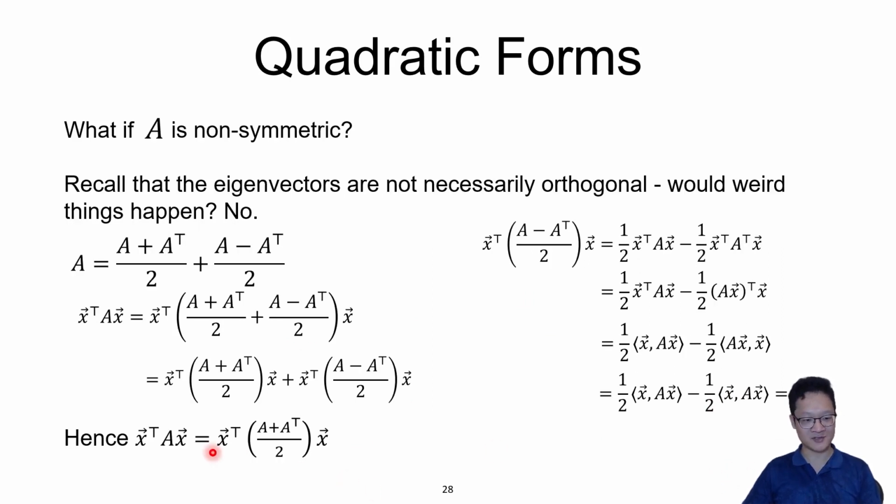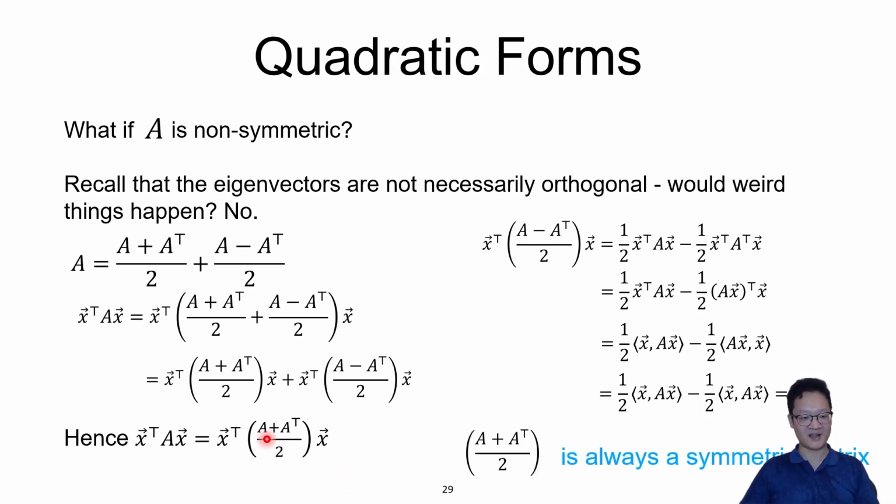Okay, so final conclusion, x transpose A x equals x transpose, and then inside A plus A transpose over 2, finally times x. And then, of course, this thing in the middle here is symmetric.